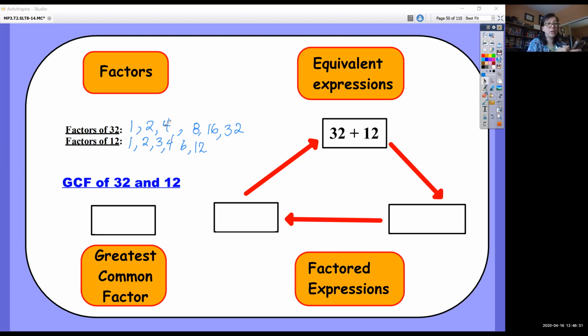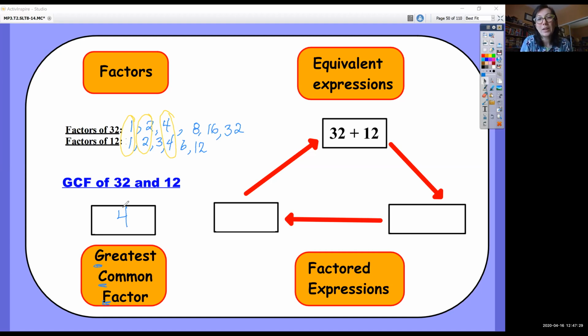All right, then you want to see which ones they have in common. GCF stands for greatest common factor. So that means the factors that are the same in each list. And that would be obviously 1, also 2, not 3, but also 4. 6 and 12 are not in common. So 4 is the factor that they have in common that is the largest.